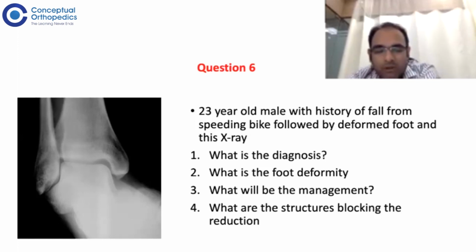Another interesting part is what structures are blocking the reduction. When the joint is dislocated medially, most of the time the structure on the lateral side would be preventing reduction. Here, the most common structure that blocks the reduction is the extensor digitorum brevis muscle. Nevertheless, sometimes the peroneal tendons can also get impinged. So let us look at the answer key now.